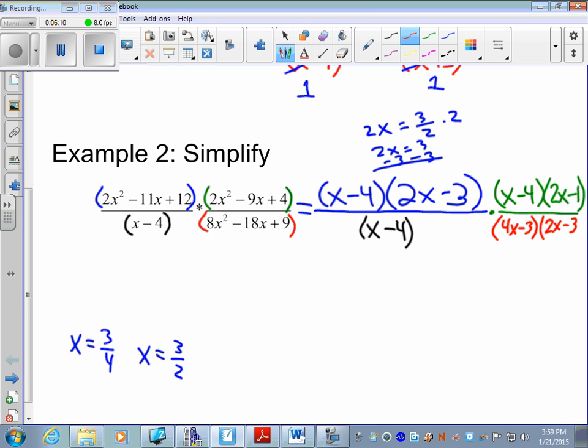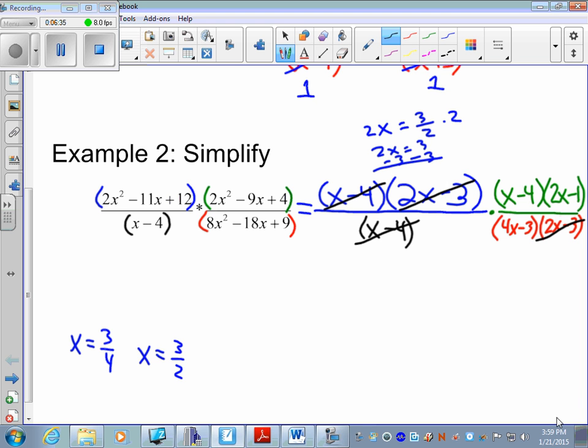Now after I factored everything, I look at the numerators and denominators. No matter where the numerators are or where the denominators are, I look for similar numerators and denominators and cancel them out. x minus 4 divided by x minus 4, 2x minus 3 divided by 2x minus 3. Remember, this is really 1. I'm not really canceling. I say cancel, but they're equal to 1.